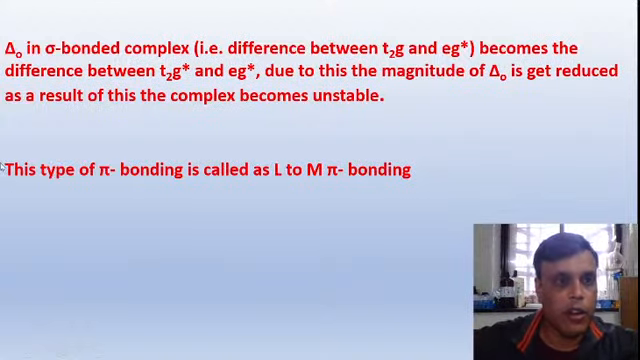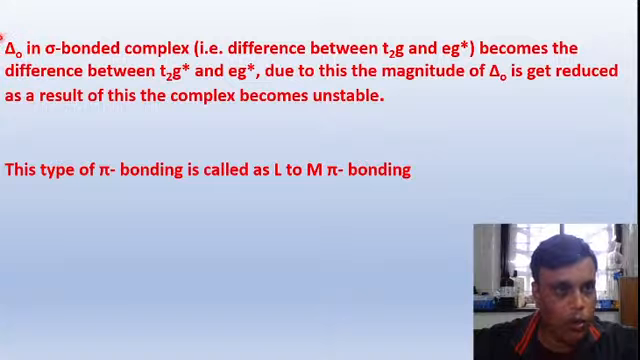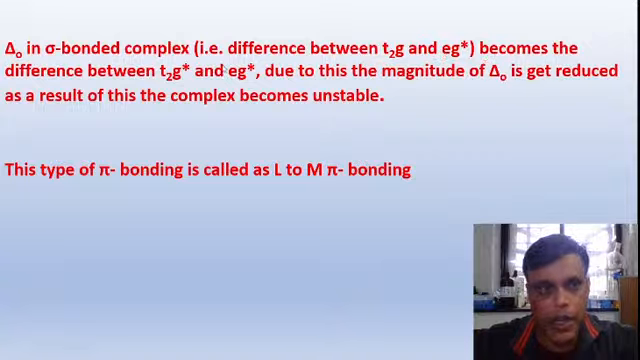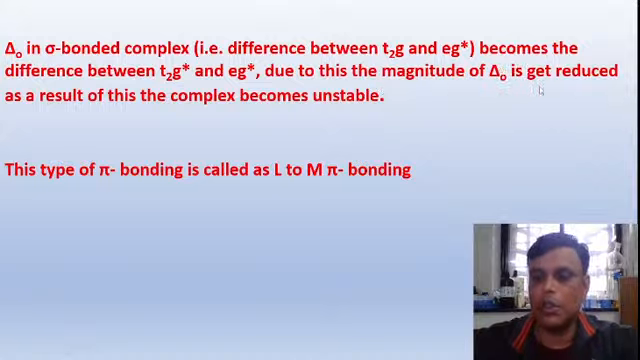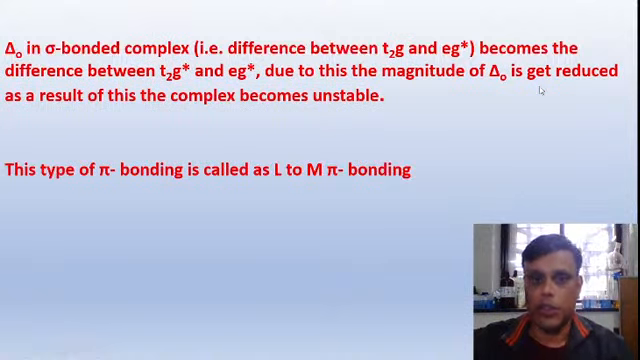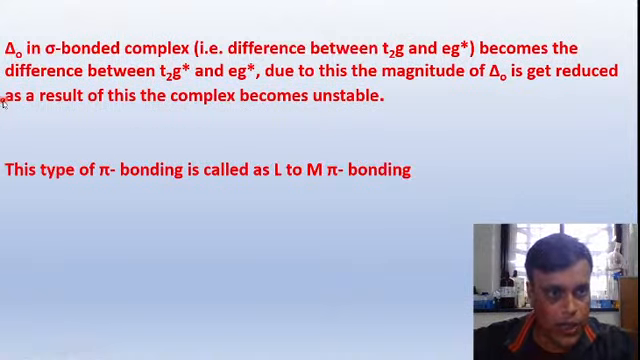Read this carefully, or listen to this carefully. Delta O in a sigma bonded complex, that is the difference between T2G and EG star, becomes the difference between T2G star and EG star, and due to this the magnitude of delta O gets reduced, and as a result of this, the complex becomes unstable.